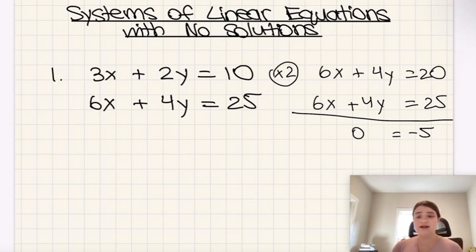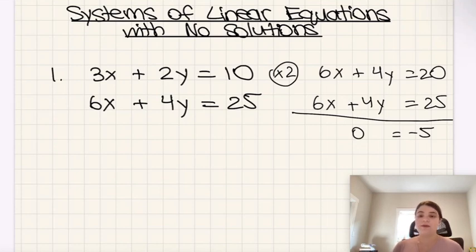So regardless of what x and y might be, it's never true that 0 can equal negative 5. Or another way to look at it is it can't be true that 6x plus 4y is 20, and also simultaneously in the same equation, 6x plus 4y is 25. It's not possible to have that be the case. It can't be two different things. It's either 20 or it's 25, depending on which of these lines we're looking at.